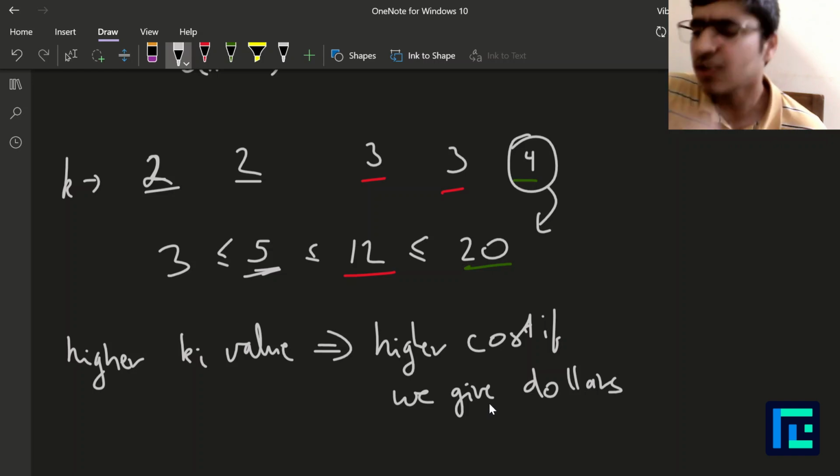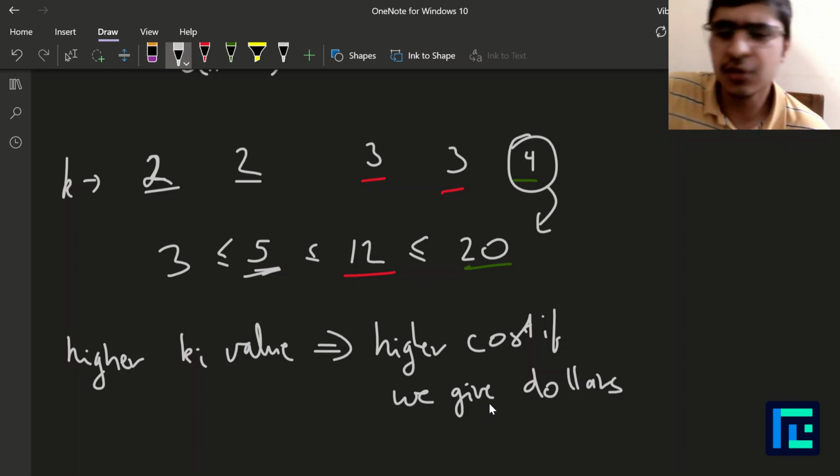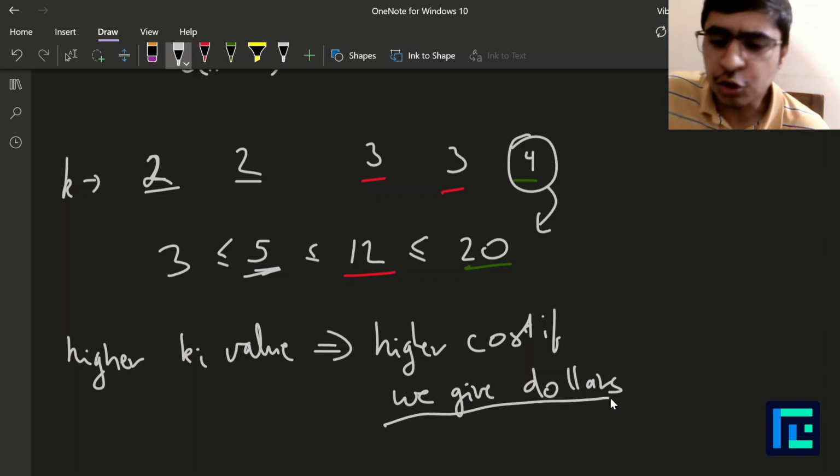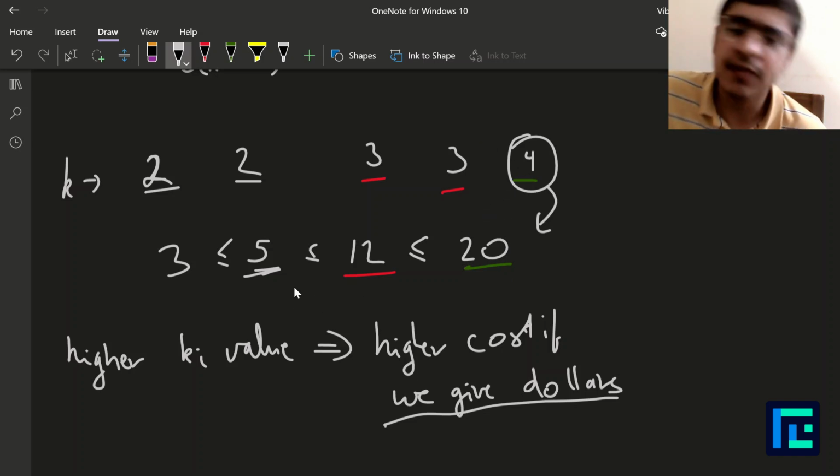Now we want to minimize the overall cost, right? So the first thing that we should think of is that our optimal case would be that we don't choose giving dollars to the higher values. That is, we try to give them presents first. Whoever has higher ki, I should prefer to give them a present rather than giving them dollars directly, right?